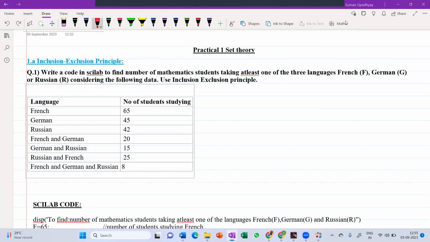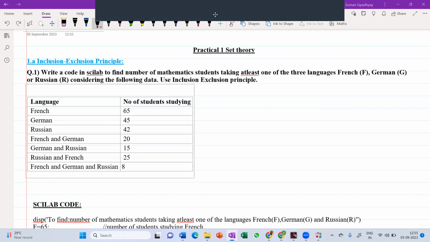So what I'm going to do is first make you all understand the question. Then I'm going to explain you all the code, and I will show you all the output of the code. So let us read the question and understand what it is asking us, and accordingly, we will work on our code.